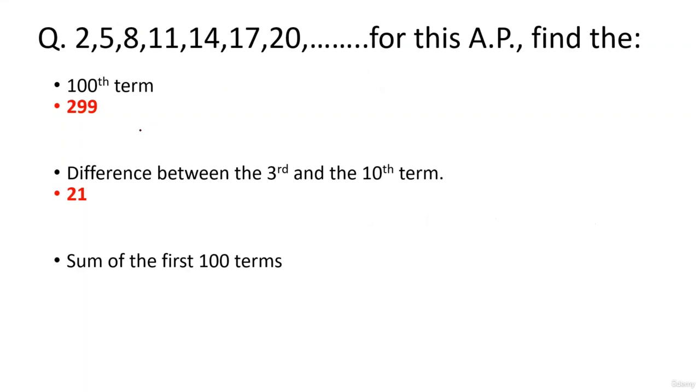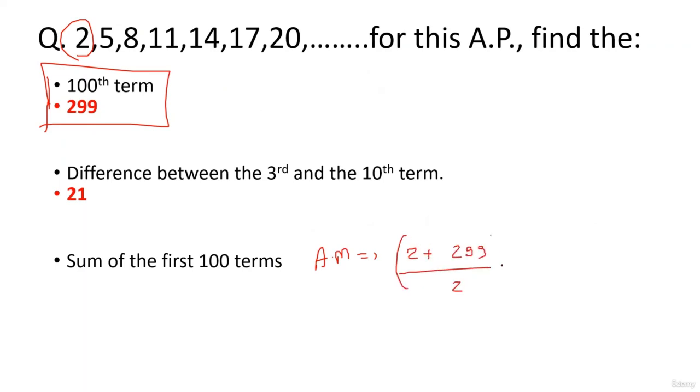Okay, up there guys, in the previous question we have already found the 100th term, right? Okay, that is 299. We already know the first term, right? We can find the arithmetic mean. Of course we can find the arithmetic mean. The arithmetic mean will be the average of 2 and 299, divided by 2. But we know that the sum of the n terms is nothing but number of terms multiplied by arithmetic mean. So this arithmetic mean you multiply by number of terms 100. You solve the question already.